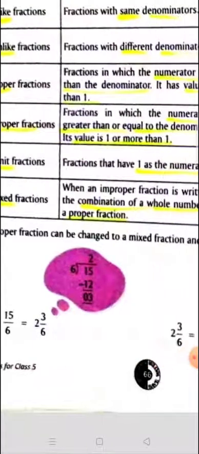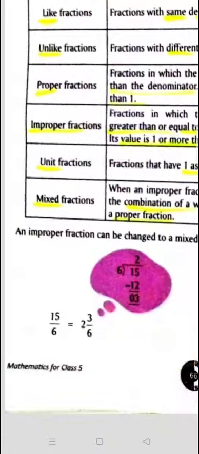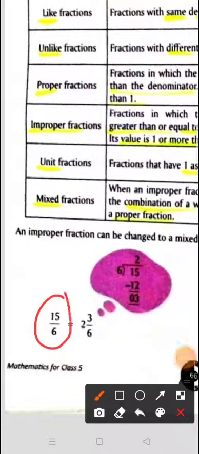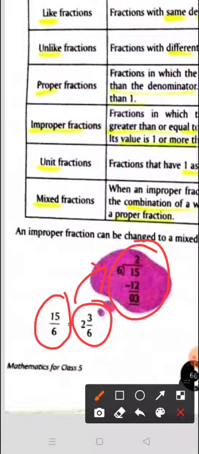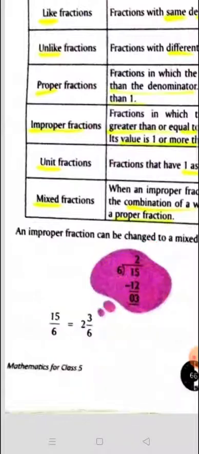An improper fraction can be changed to a mixed fraction and vice versa. Here you have seen this will be your improper fraction. It should be changed into a mixed fraction. How? First of all, you have to divide, then take the quotient, then the remainder upon the divisor. Quotient, remainder and divisor. Then it becomes a mixed fraction.